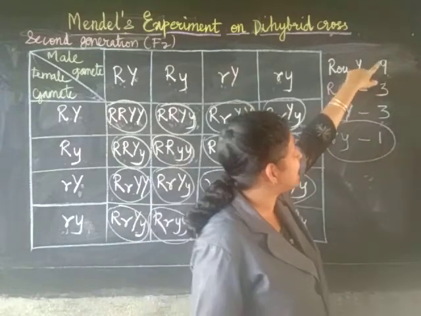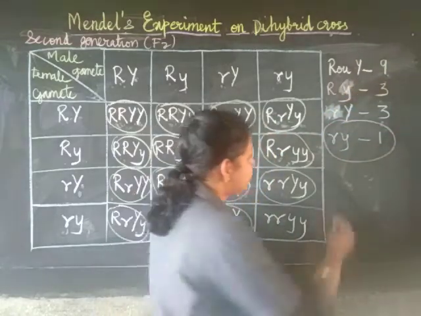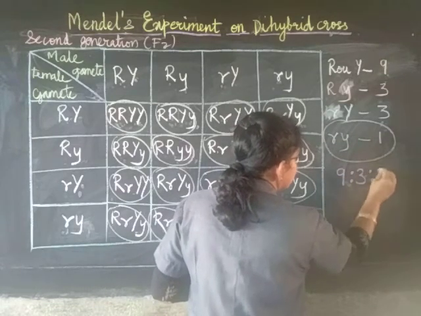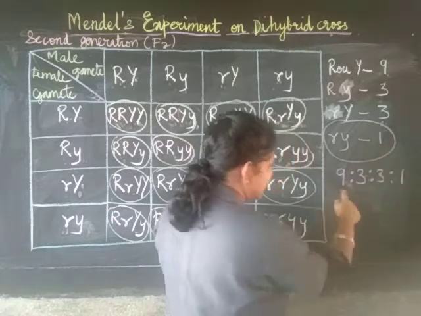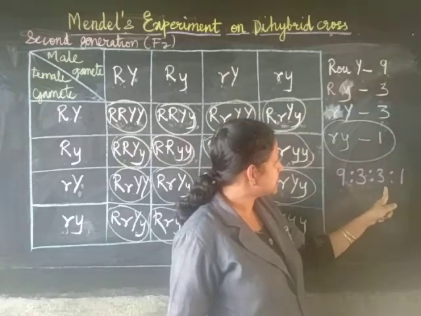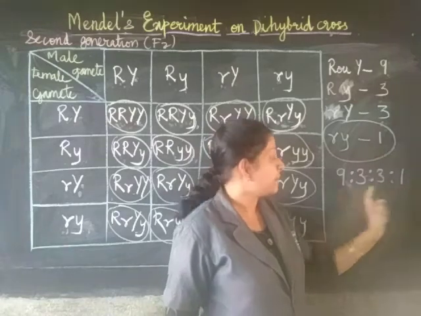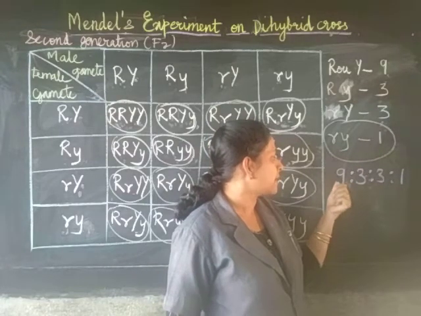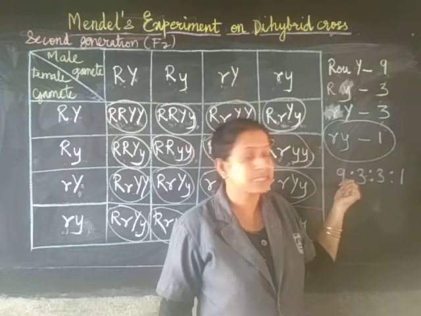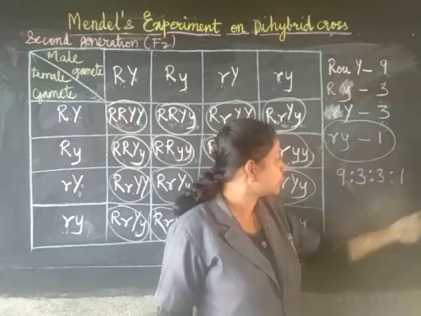Phenotypic ratio of the dihybrid cross is 9:3:3:1. So this is the phenotypic ratio. 9 is rounded and yellow, this is rounded and green, this is wrinkled and yellow and this is wrinkled and green, which is only one. Whereas you can see dominant character is what? Round and yellow. Therefore rounded and yellow seeds were called as dominant character, whereas wrinkled and green were called as the recessive character. So this is the phenotypic ratio.